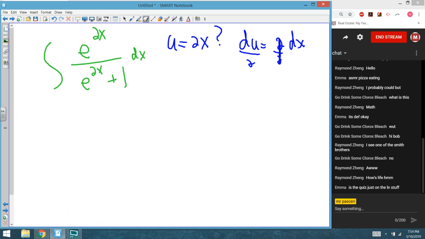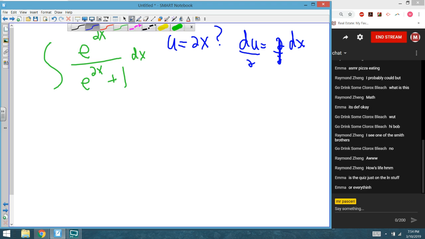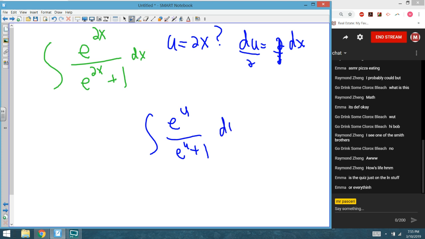But now what we want to do, now the quiz is on everything skill-wise. So you want to be able to integrate anything known to man, basically. Be able to integrate lots of stuff. So we now have the integral of e to the u over e to the u plus 1. And we have this du over 2 here, right? Du over 2, and I'm going to bring that out as a 1/2. And this would be my new integral.